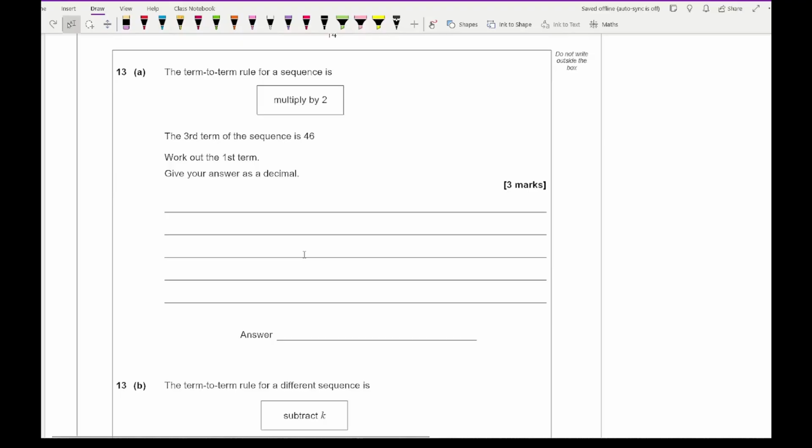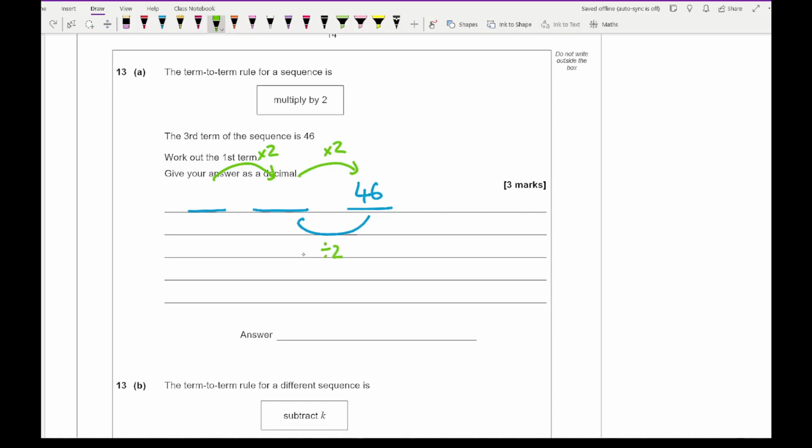Then for question 13a, it says the term-to-term rule for a sequence is multiplied by 2. The third term in the sequence is 46. Work out the first term, give your answer as a decimal. So if I just start by writing the three terms, we know that this is 46. If going in this direction we multiply by 2, then to go in the opposite direction, we need to divide by 2.